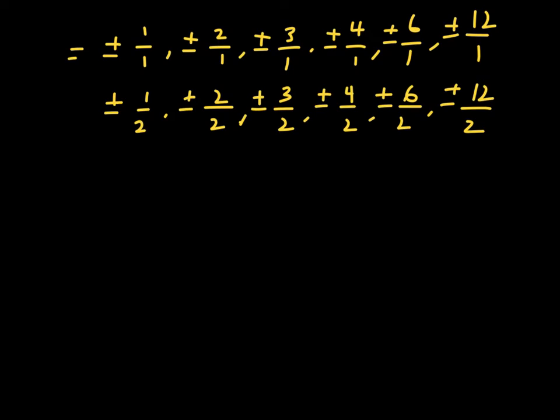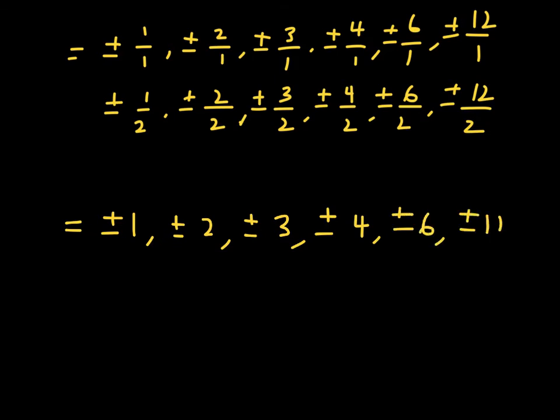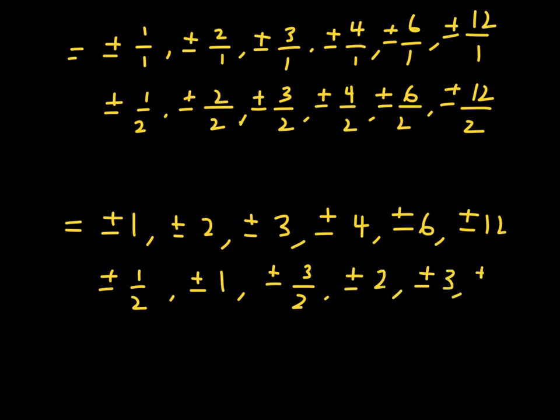So the first row, whenever you divide a number by 1, the quotient is that number. So the first row is just plus or minus 1, plus or minus 2, plus or minus 3, plus or minus 4, plus or minus 6, plus or minus 12. The second row would be plus or minus 1/2. Watch this. Plus or minus 2 over 2 is where I'm at, and that is 1. Plus or minus 3/2, plus or minus, I'm right here, 4 over 2, which is 2. Plus or minus 3, and then plus or minus 6.